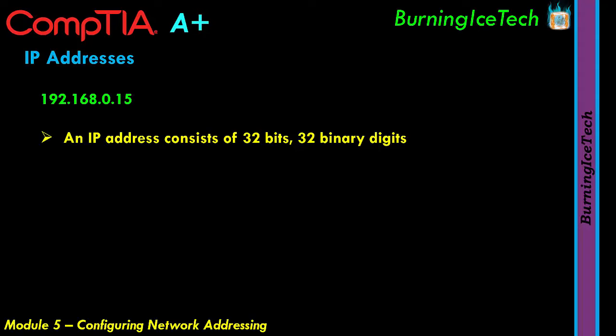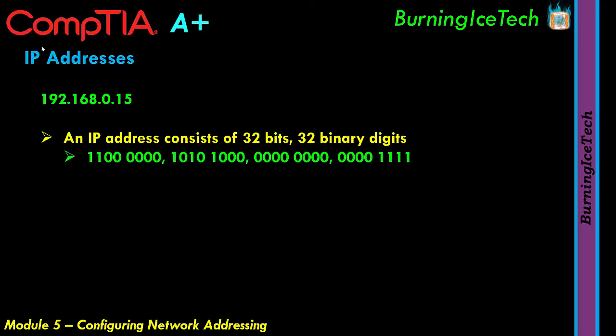So when we say 32 bits, what do we mean by that? It's 32 binary digits. 32 ones and zeros. A one means something is on. A zero means something is off. Now there is an example for you guys of a binary number, or a binary version of an IP address.